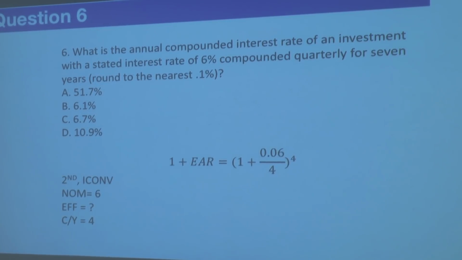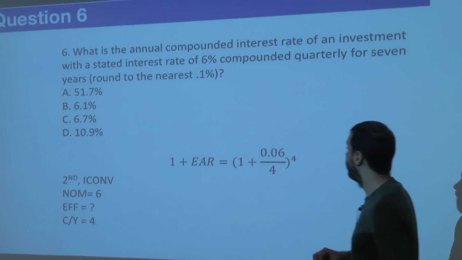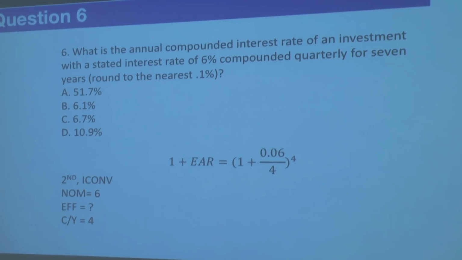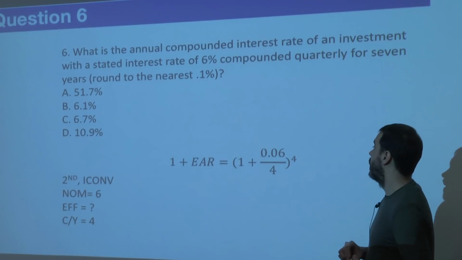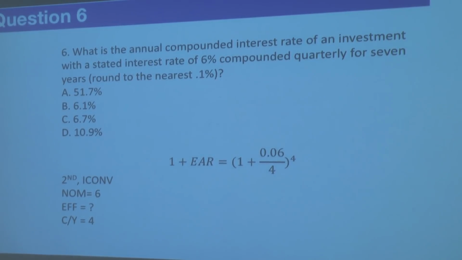I was going to say, can you pull up the formula again? Why does the 7 years have to do with it? Where would you use it? Determining the amount of periods. It's quarterly, so 4 times a year for 7 years.